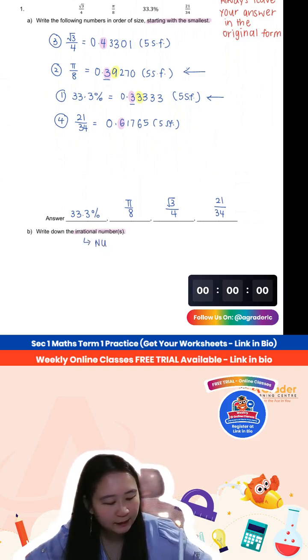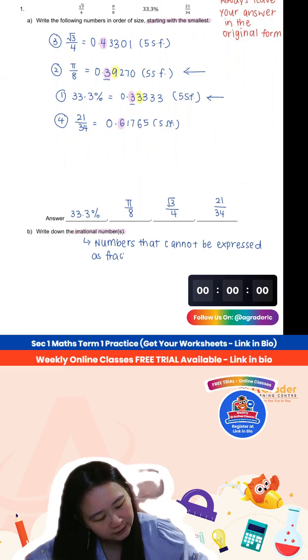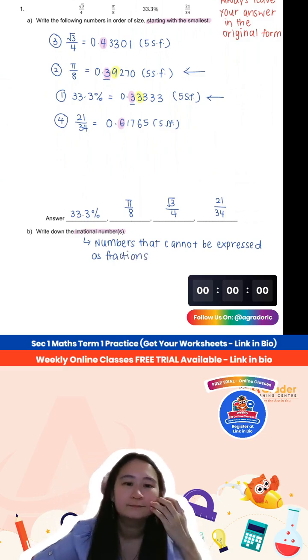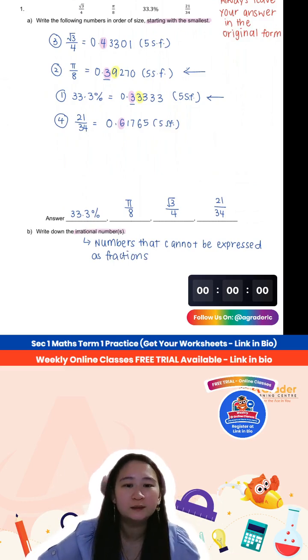Irrational numbers are numbers that cannot be expressed as fractions or whole numbers or decimals. So irrational numbers are also numbers that are non-terminating and there's no pattern to it. It's not a recurring number.